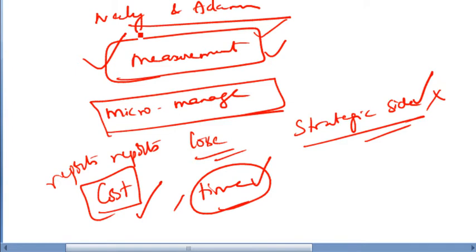Okay? So the point that Neely and Adams would like to make is that management does not need more reports. They just need to know what is going on in the business, and there should be a process of gathering management information and not simply measuring. Okay, right. Anyway, so these are all pretty dry topics that we have seen so far, but anyway, we should know about it.